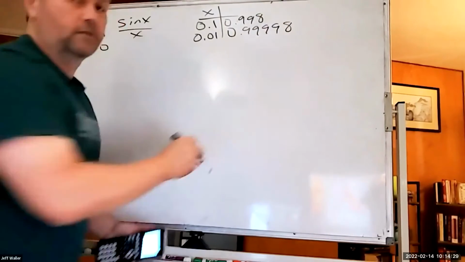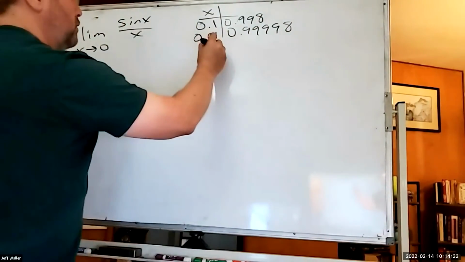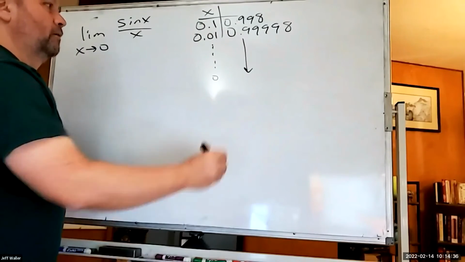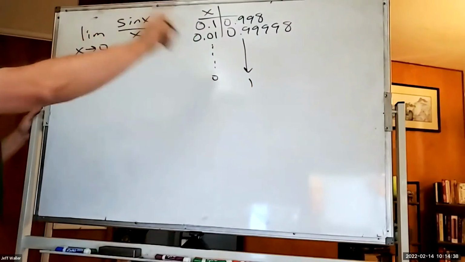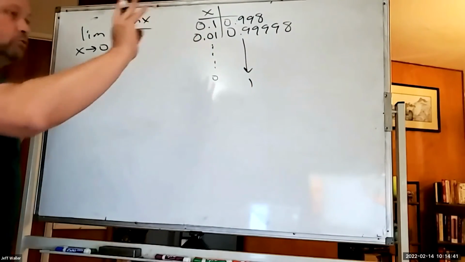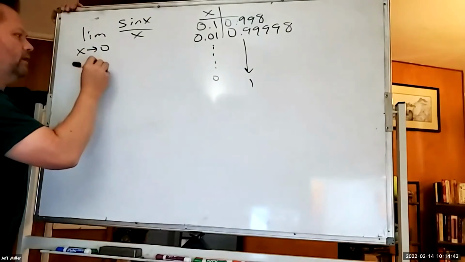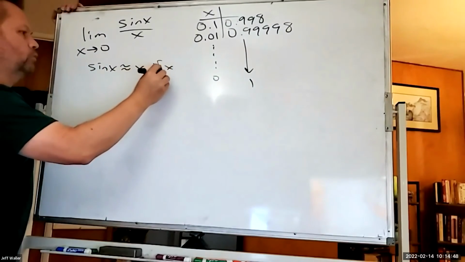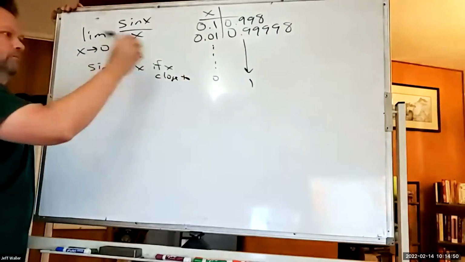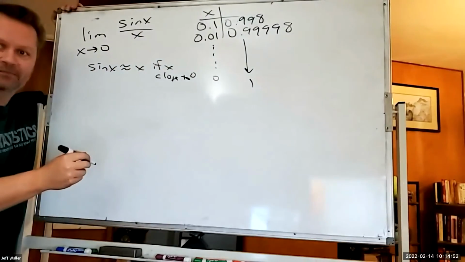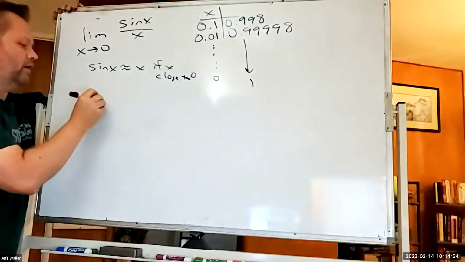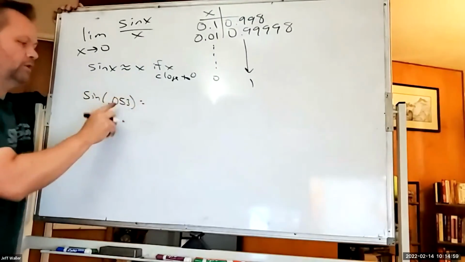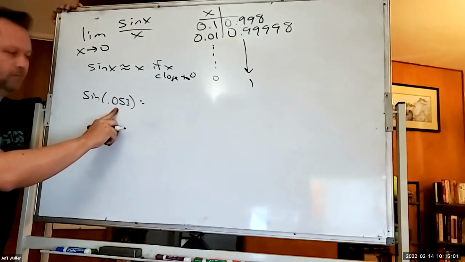And if you do 0.01, you get 0.99998. What do you think it's going to as you approach 0? 1. So the limit of this is 1. And what's really cool about that is sine of x is approximately x if x is close to 0. That's really neat. What is sine of 0.053? Somebody do sine of 0.053. What is it?